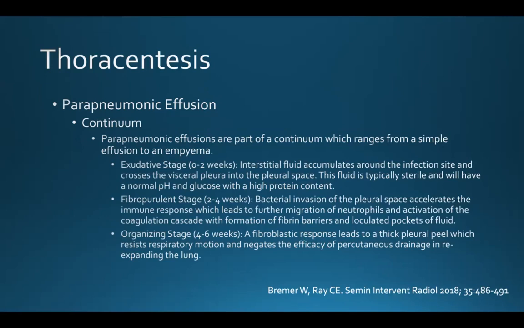During the next fibropurulent stage, bacterial invasion of the pleural space accelerates the immune response, which leads to further migration of neutrophils and activation of the coagulation cascade with formation of fibrin barriers and loculated pockets of fluid. And finally, in the organizing stage, which is about 4 to 6 weeks after the initial event, a fibroblastic response leads to a thick pleural peel, which resists respiratory motion and negates the efficacy of percutaneous drainage in re-expanding the lung.